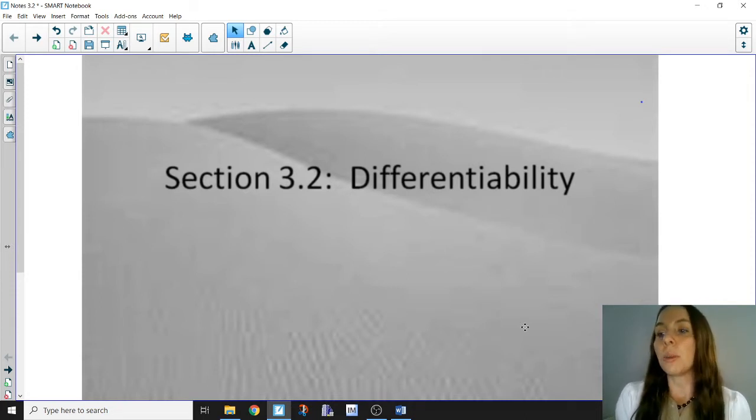Okay, section 3.2 is all about the word differentiability. And we're going to dive into a whole bunch of different problems where we'll see that word, and we'll talk about what to do with it.